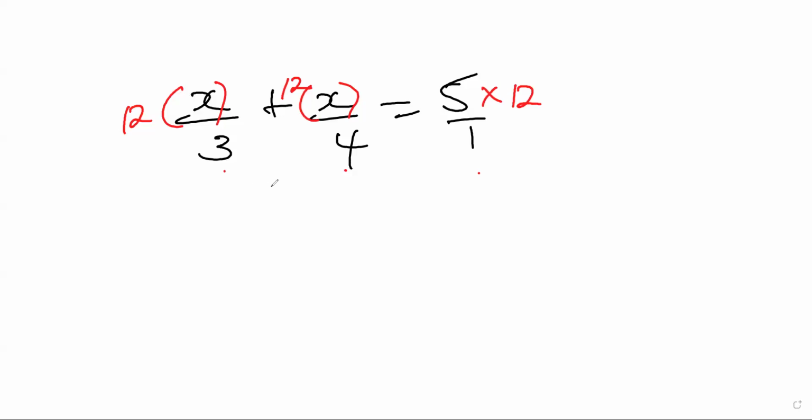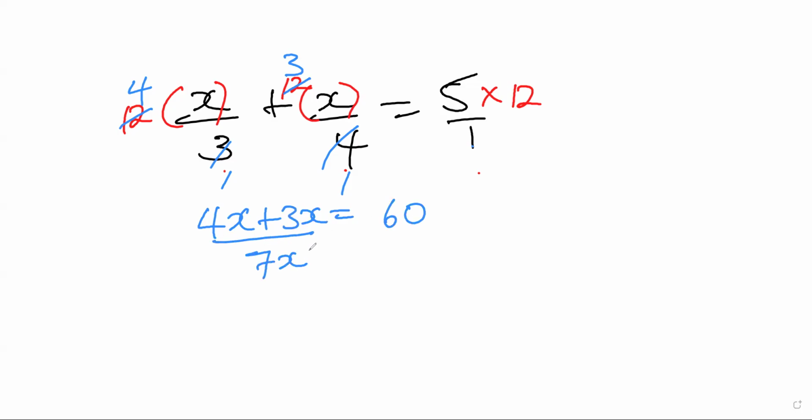All right, so we divide 3 into 12, 4. 4 into 12, 3. 1 into 12 is 12, so that remains, right? So 4 times x, 4x. 3 times x, 3x. 5 times 12, that's 60. And then we add. But these are both like terms, right?